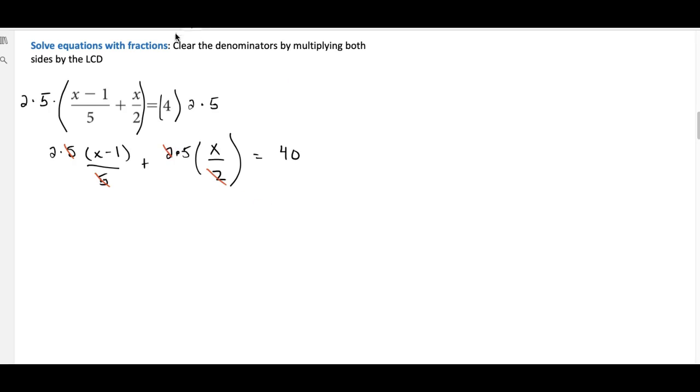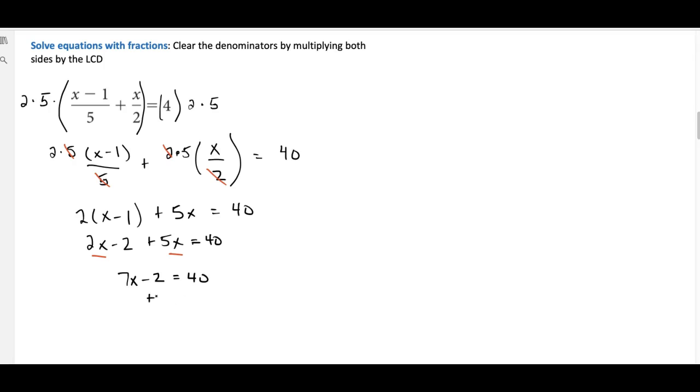As you get better at this, you can skip some of these steps, but I wouldn't do that at first. So you've got 2 times x minus 1 plus 5 times x equals 40. Now I'm going to distribute that: 2x minus 2 plus 5x equals 40. Then the 2x and the 5x we can combine together. So I'm going to do that next, and I get 7x minus 2 equals 40.